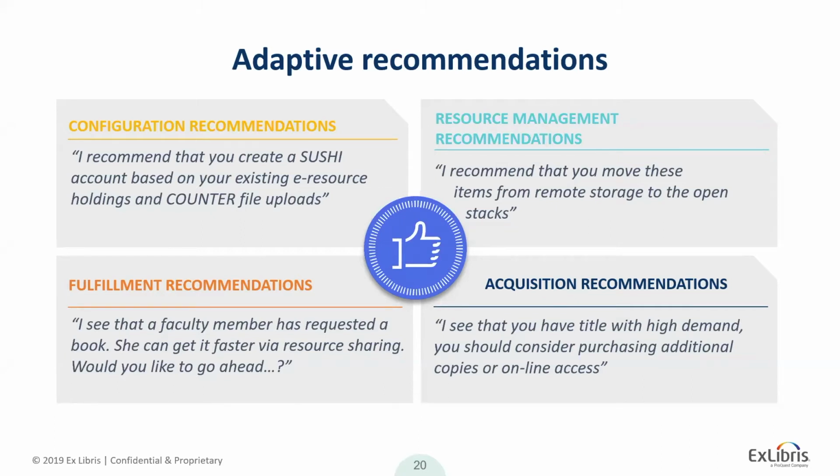So for example, we might see that a faculty member has requested a certain book that might not be available. We might make a resource sharing recommendation. Okay, we might see that a librarian is cataloging a record. We might know that another institution has a high quality record. We might suggest that you copy catalog from another institution for that record. Okay, so again, all of these types of recommendations that we can make based on analyzing the data, which is, again, at the institutional or at the community level.